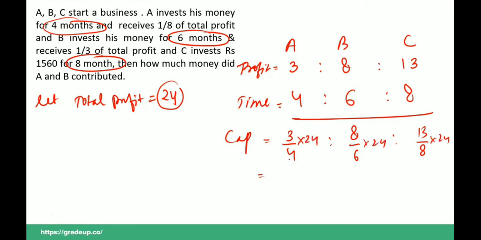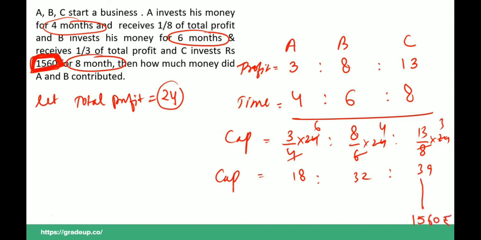So what we are getting? 18, 32, 39. So this is the capital ratio. And we have already been given the capital of C. The capital of C is 1560. So this 1560 is equal to 39. If 39 is equal to 1560, then 1 unit will be equal to 40. Then this will equal 720 rupees.